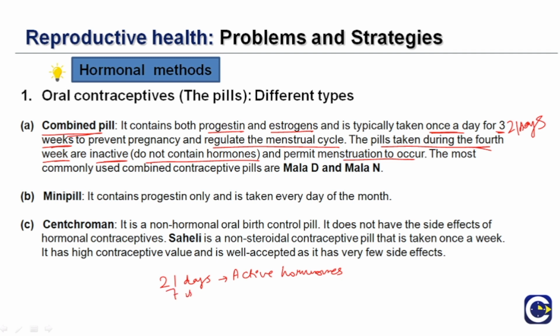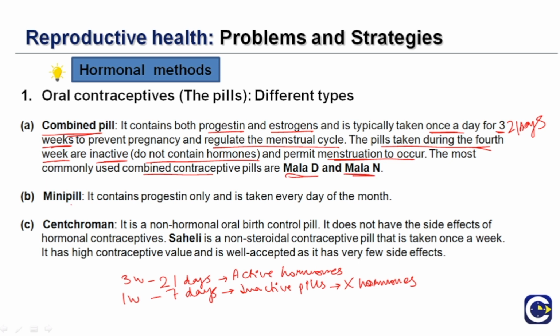And then for the next 7 days, or the next 1 week, they are inactive pills. These inactive pills do not contain any hormones, but they still are pills, and they permit menstruation to occur. The most commonly used combined contraceptive pills are under the names Mala D and Mala N.